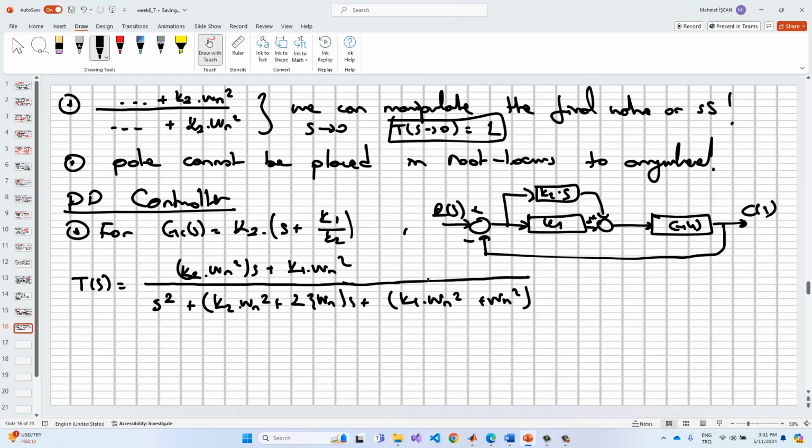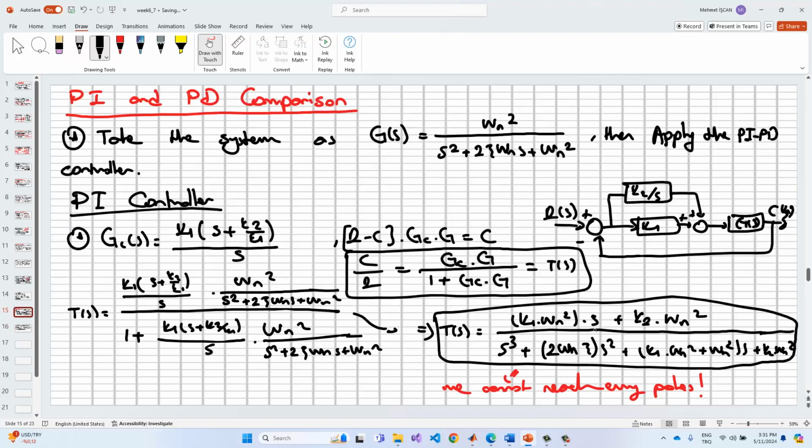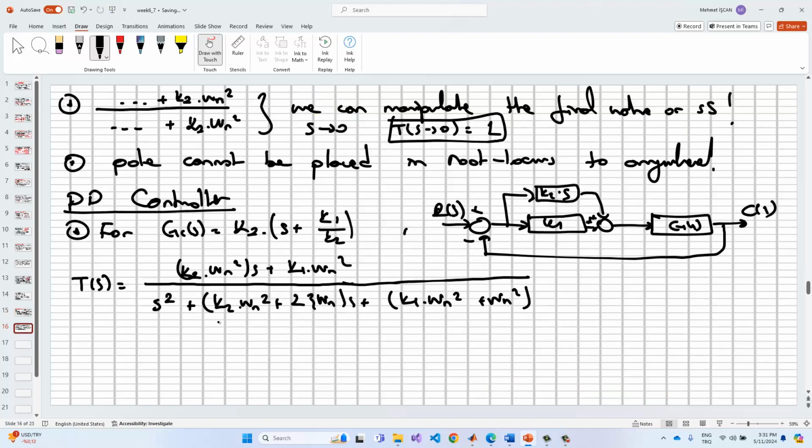Okay? This is coming from what? The solution of the closed loop transfer function in the unity feedback characteristics. Okay? But see that in the first place, we can set the zeros anywhere in these coefficients. But in the PD controller, we have these coefficients. And so, what's the result of these coefficients? First of all, we can reach everywhere.